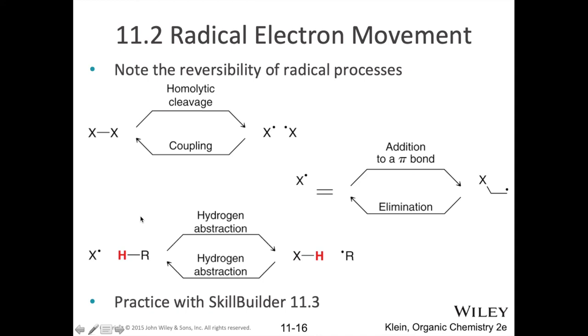Just think about what your radical is picking up. In this case, your radical is picking up a hydrogen in both these steps, right? Here, your R radical picks up the H to do this reverse reaction, to pick up that hydrogen here. In the forward reaction, your X radical is picking up the hydrogen to form this. Okay, in a halogen abstraction, it's the same thing, except your radical's picking up a halogen.